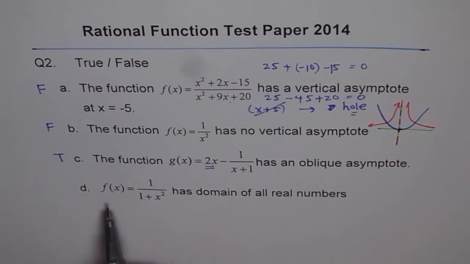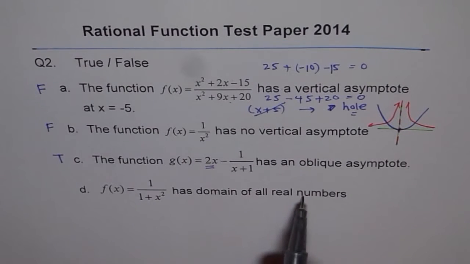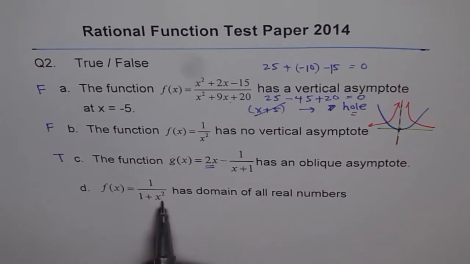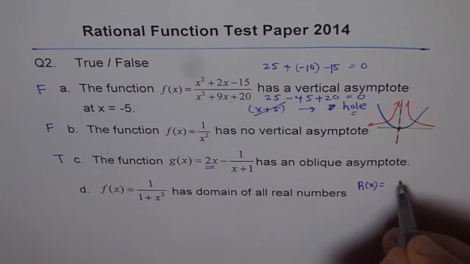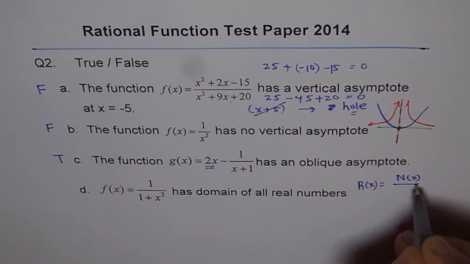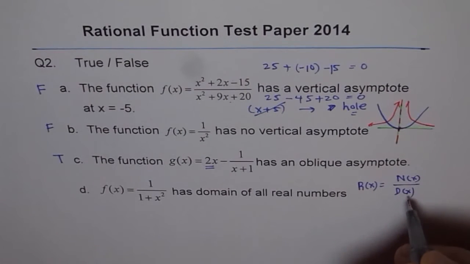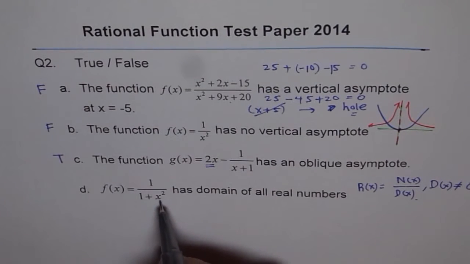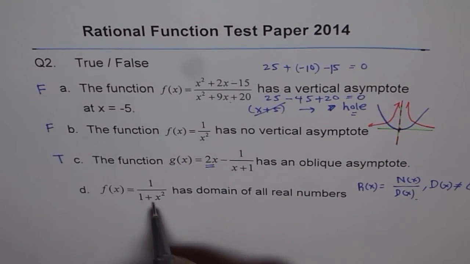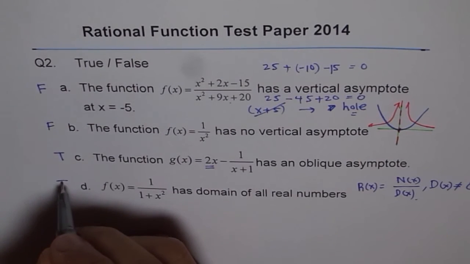Next is f of x equals 1 over 1 plus x squared has domain of all real numbers. Now, can the denominator ever be 0? No. The restrictions arise when you're talking about rational functions, where both numerator and denominator are polynomials and the denominator is never equal to 0. That is a restriction. Now 1 plus x squared is always positive. It can never be 0, right? So therefore, there is no restriction on this, and this statement is true, correct?